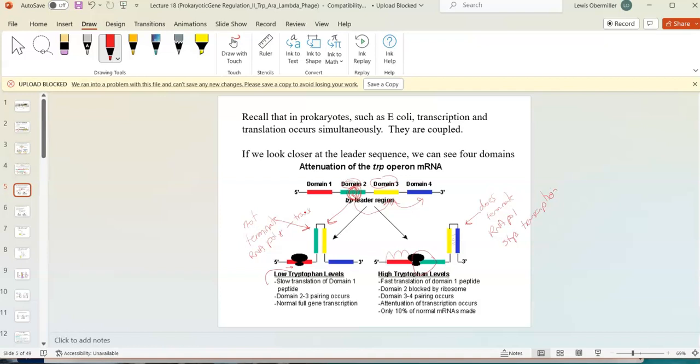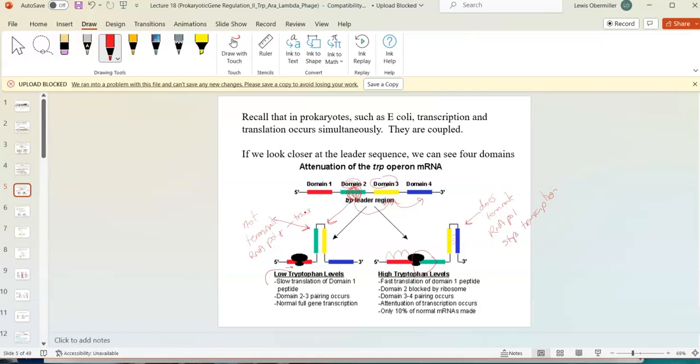Okay, so that's how it works. I'm not going to get into the details of it, but basically, what I would want you to know for the test is at low tryptophan levels, domain 2 and 3 bind together. There's 4 domains. 2 and 3 bind together, and in that shape, transcription does not terminate. In low levels of tryptophan, we want the transcript, we want the protein made, we want more tryptophan. High levels of tryptophan, it interferes with 2 and 3 binding with each other. 3 and 4 now bind with each other because that ribosome is just kind of screaming through that RNA.